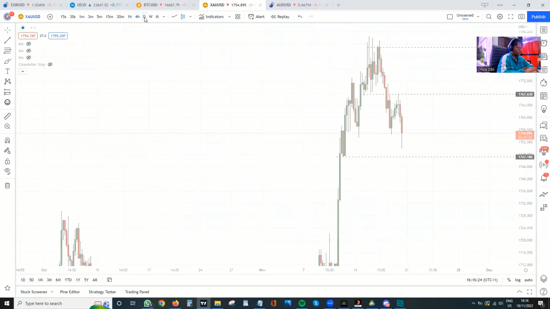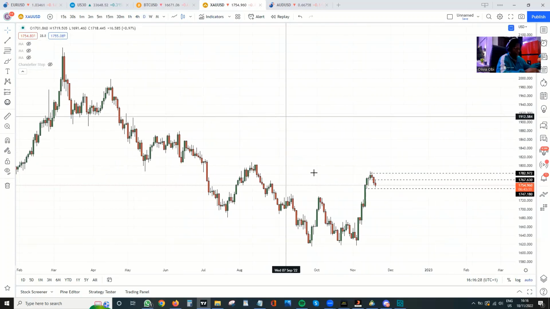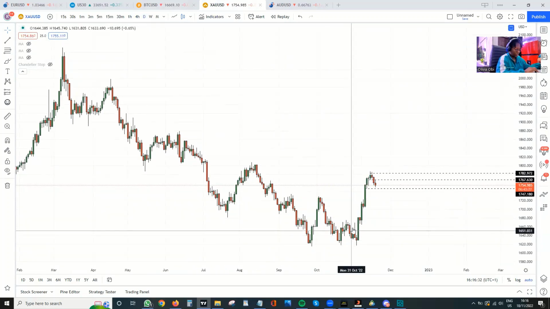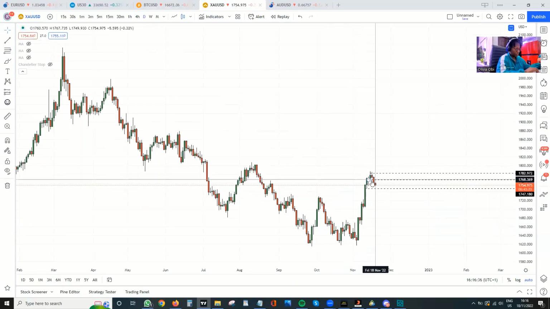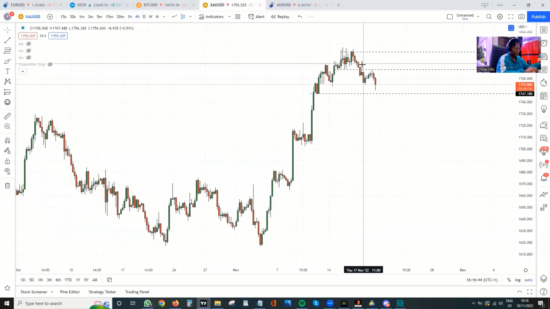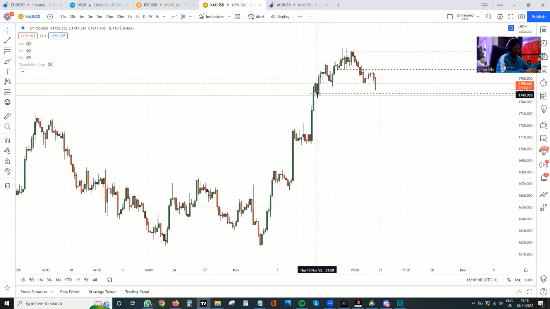A lot of people are still short, but then on the daily time frame, downtrend, then we had this little counter trend here. Now it's pulling back, still pulling back on daily. Then on the 4 hour time frame, we have head, left shoulder, right shoulder. So I need this neck to break.